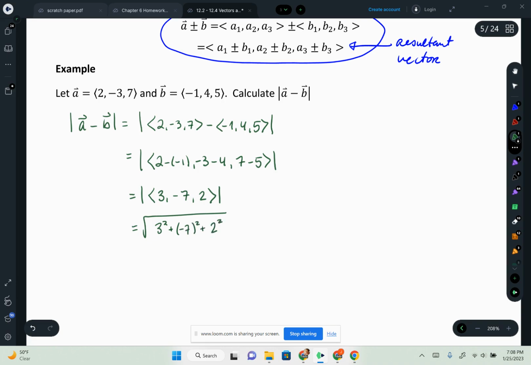So 3 squared plus (-7) squared plus 2 squared. This gives me 9 plus 49 plus 4, for a final value of the square root of 62.